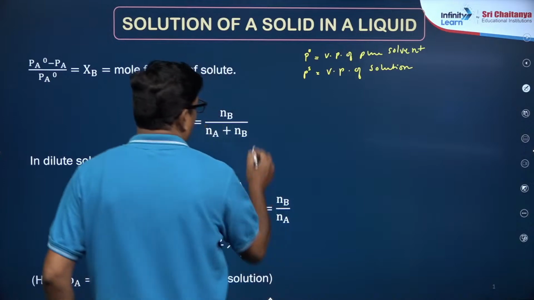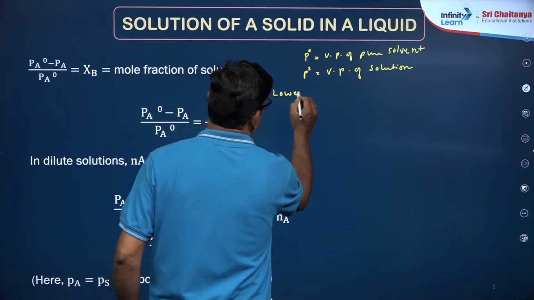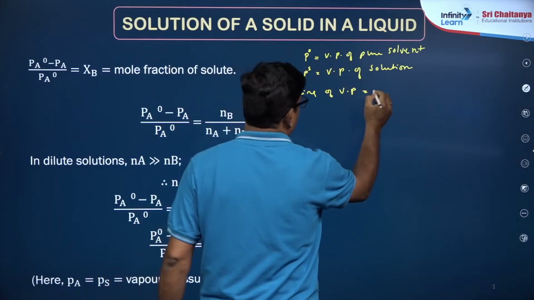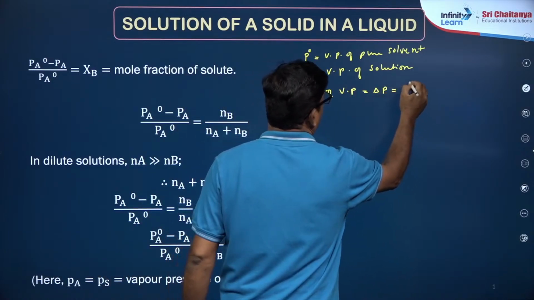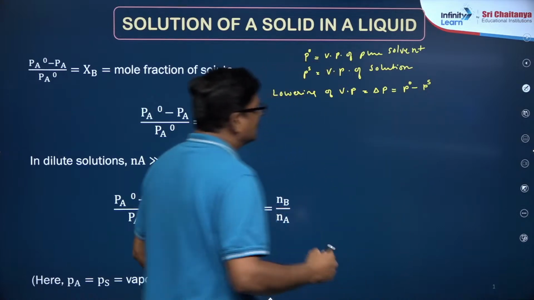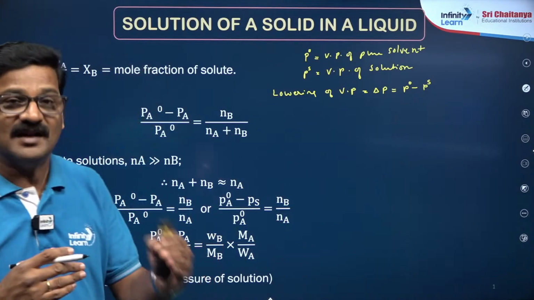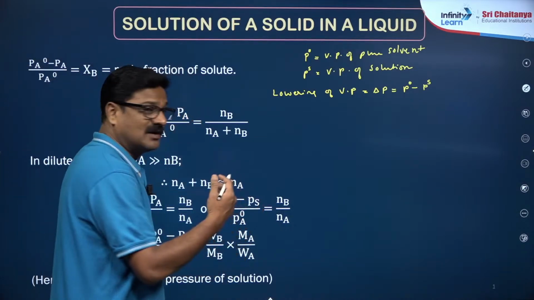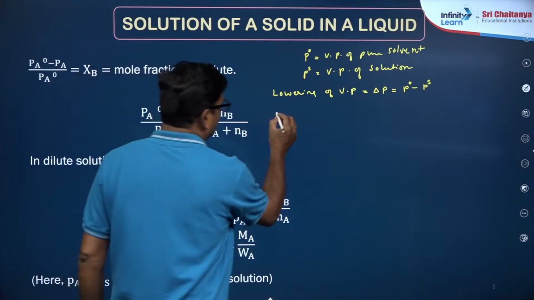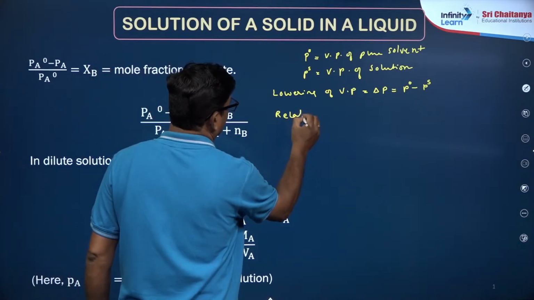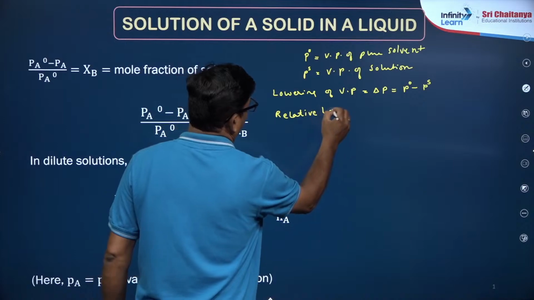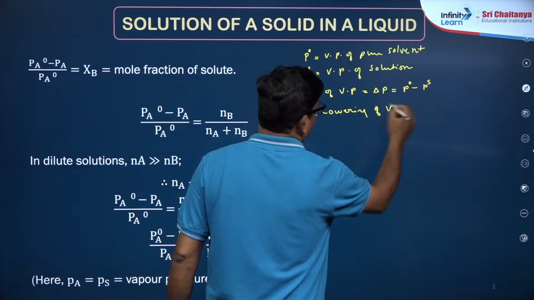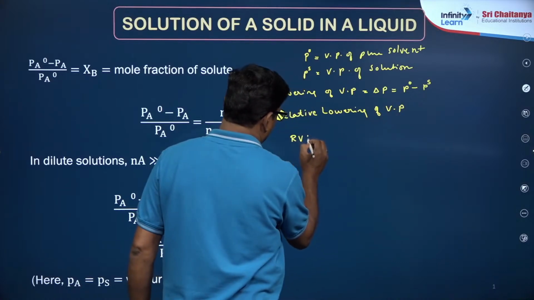Talking about lowering of vapor pressure, the difference is equal to P naught minus PS. Now I just want to discuss relative to what the lowering is happening. The lowering is relative to the solvent. So that relative lowering of vapor pressure is said to be RLVP.